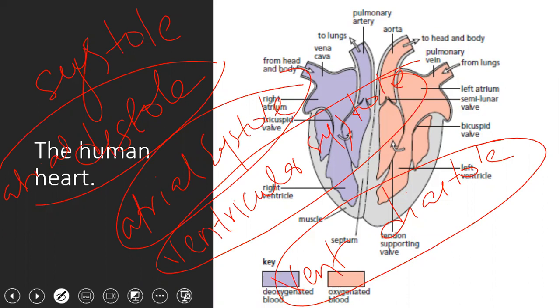Yes, ma'am. All right. So when they ask you what is a cardiac cycle, you will say the cardiac cycle is the cycle of systole and diastole in the heart. That means the cycle of contraction and relaxation, that is going to be known as our cardiac cycle. So that is a general idea of how the human heart is functioning.